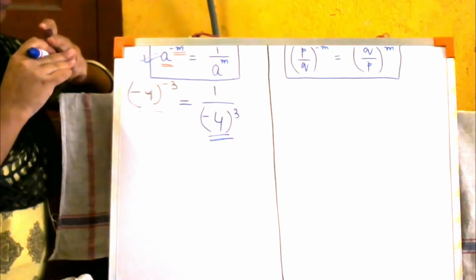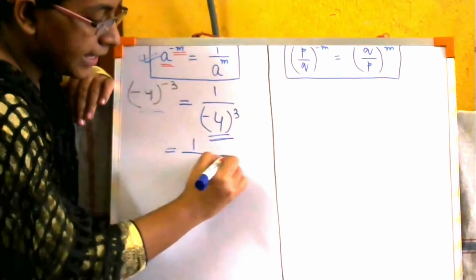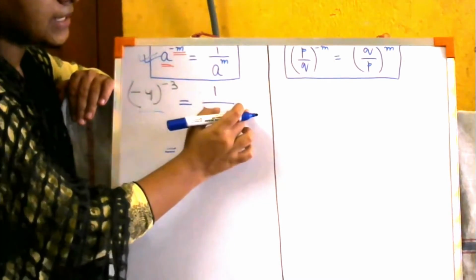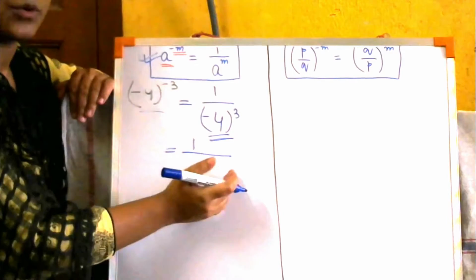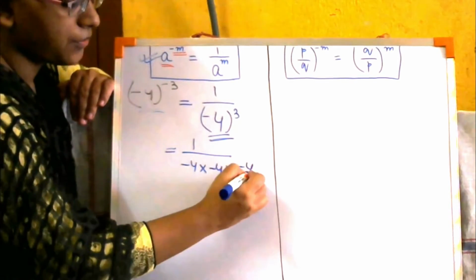Now, so what are we going to do? We are going to do the same thing. We are going to solve this part. So 1 by minus 4 to the power 3. 3 means 3 times minus 4. So minus 4 into minus 4 into minus 4.